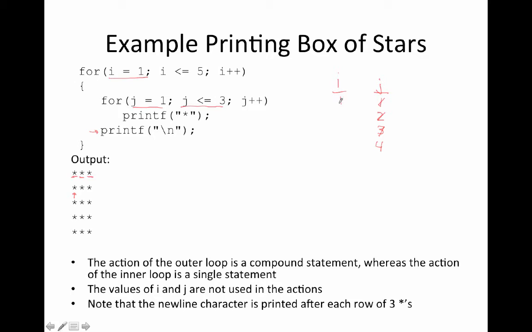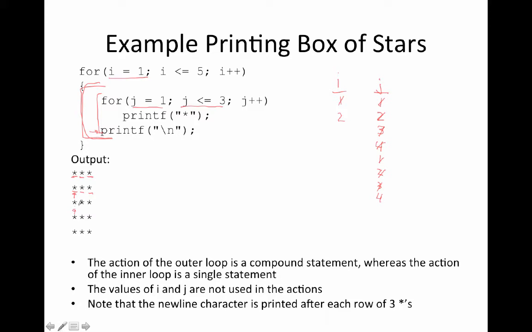And then i gets the value 2, and then we're going to go through the entire inner loop all over again. So j is going to go through the values 1, 2, 3, and for each value of j, 1, 2, 3, we're going to print a single star. And then when j gets out of the loop, when j has the value 4, we're going to print the new line character and move the cursor down. So 5 times altogether we're going to do this.